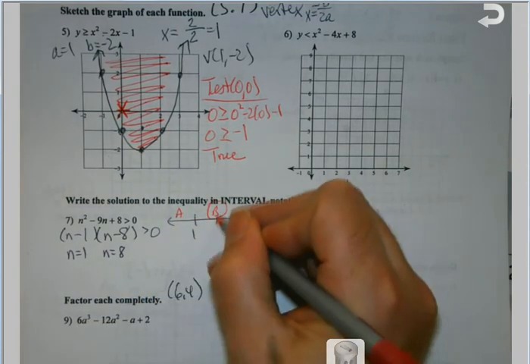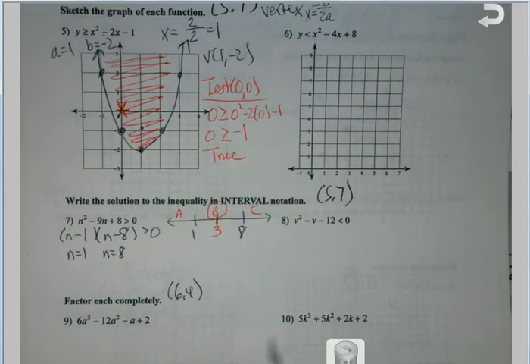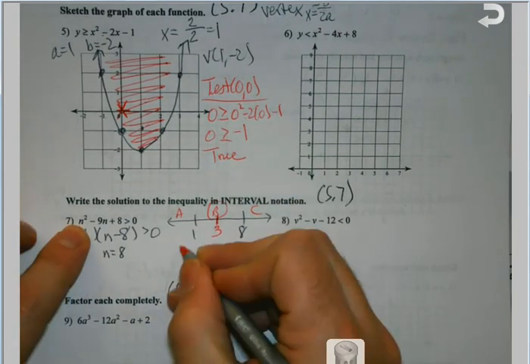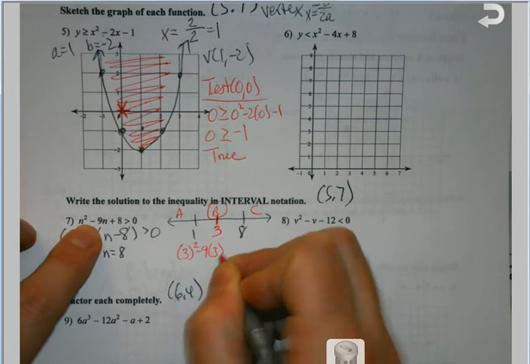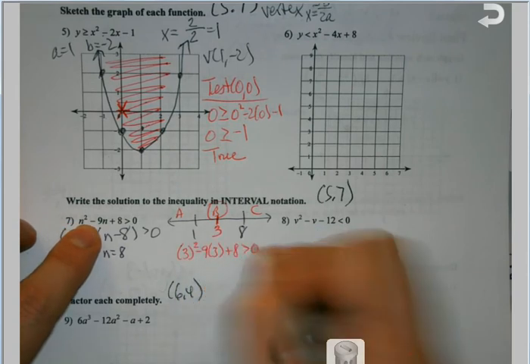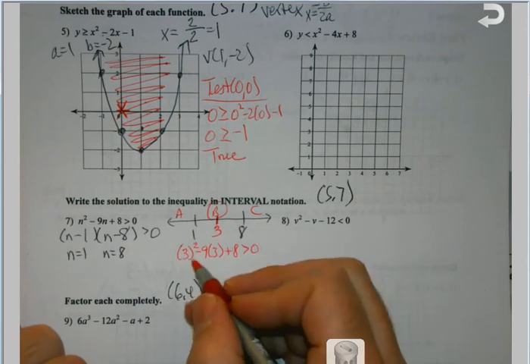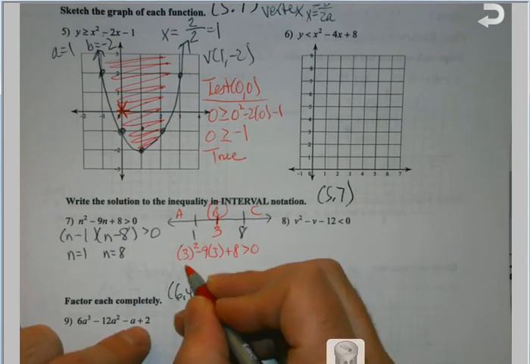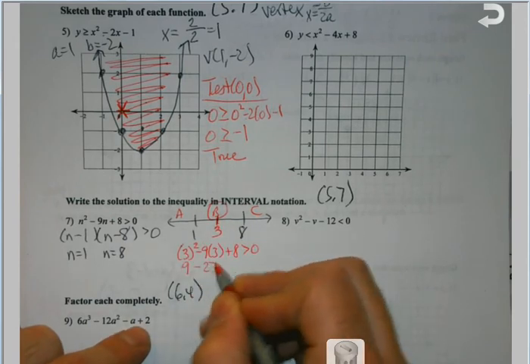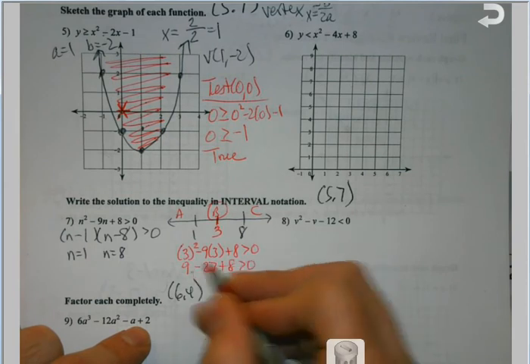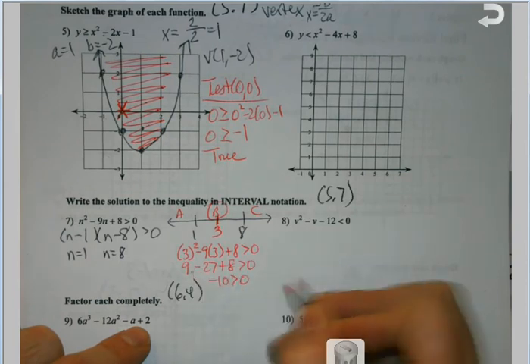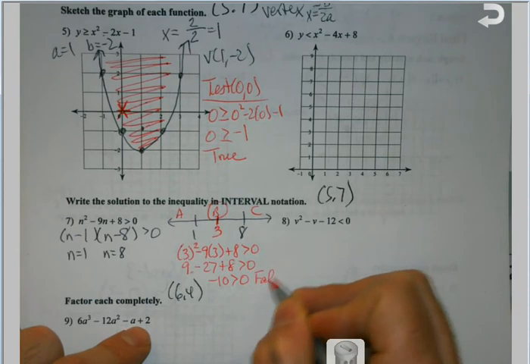So I need to pick a point. Doesn't matter. Pick a number in between 1 and 8. In this case, we'll use 3. And I'm going to plug those values in and see if it makes this true. So let's see. 3 squared is 9 minus 27 plus 8. -10 is greater than 0. I don't think so.